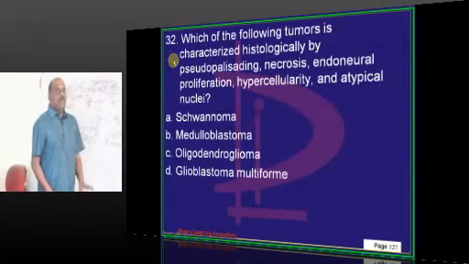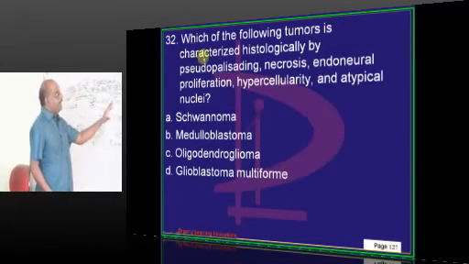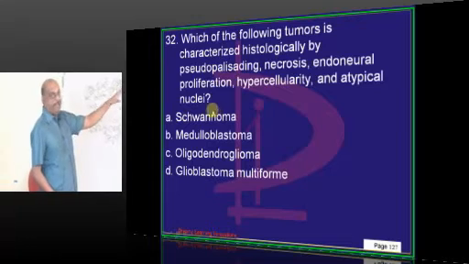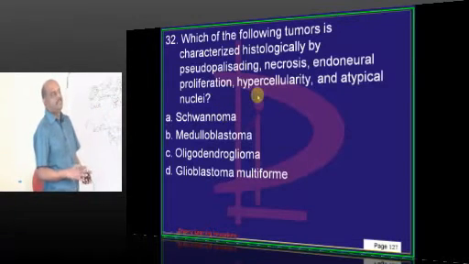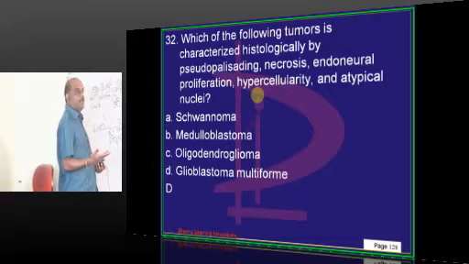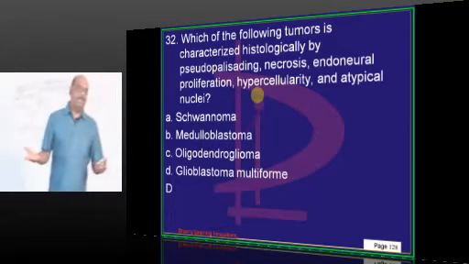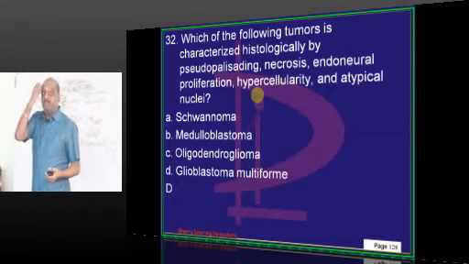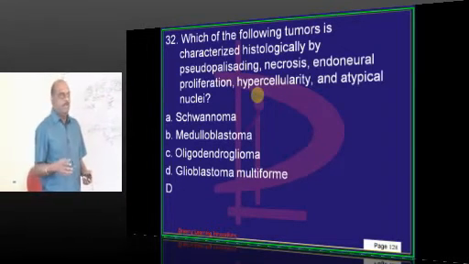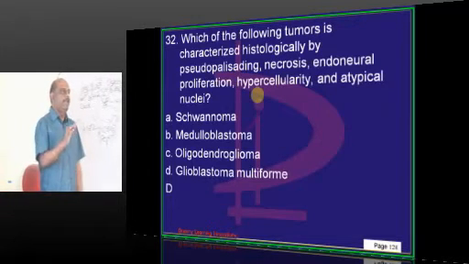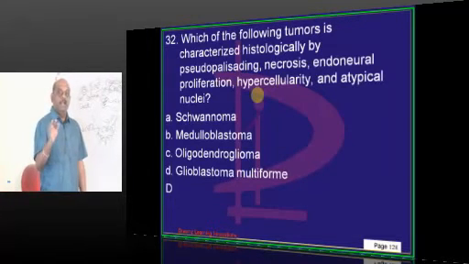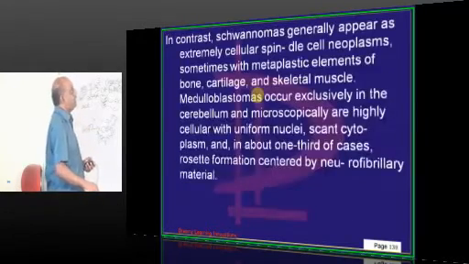Now, pseudo-palisading, endoneural proliferation, hypercellularity with atypical nuclei. Where will you come across? Glioblastoma multiforme, which is the variant of astrocytoma. What is the ugliest, worst type of astrocytoma? Glioblastoma multiforme, poorest prognosis of all astrocytomas.